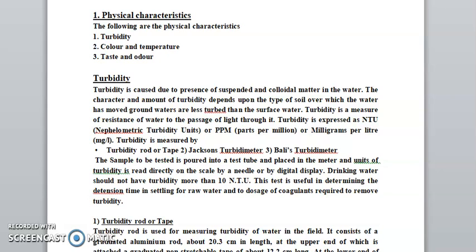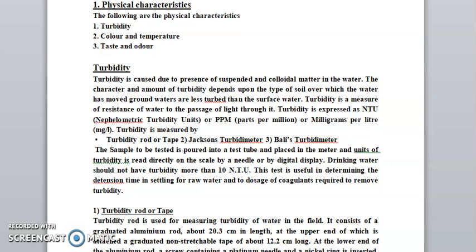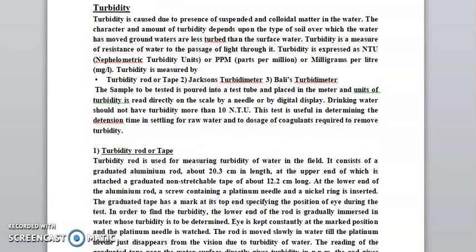There are three types of instruments: the turbidity rod, the Jackson turbidity meter, and the Baylis turbidity meter. Or the sample is poured into a test tube and placed in a meter, and the turbidity is read directly on a digital display. Drinking water should not have turbidity of more than 10 NTU. This helps determine the detention time, settling, raw water dosage, and chlorine required. The turbidity rod is used to measure turbidity in the field.